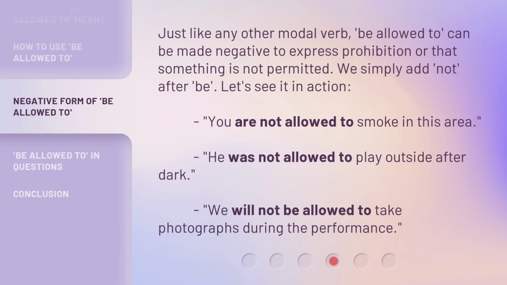Just like any other modal verb, be allowed to can be made negative to express prohibition or that something is not permitted. We simply add not after be. Let's see it in action. You are not allowed to smoke in this area. He was not allowed to play outside after dark. We will not be allowed to take photographs during the performance.